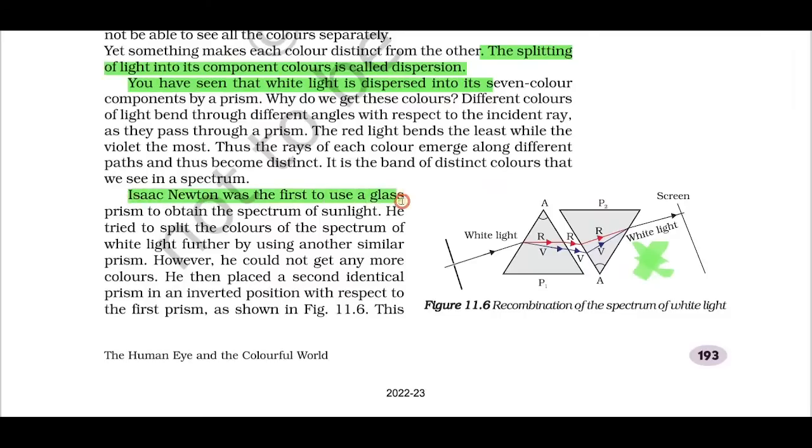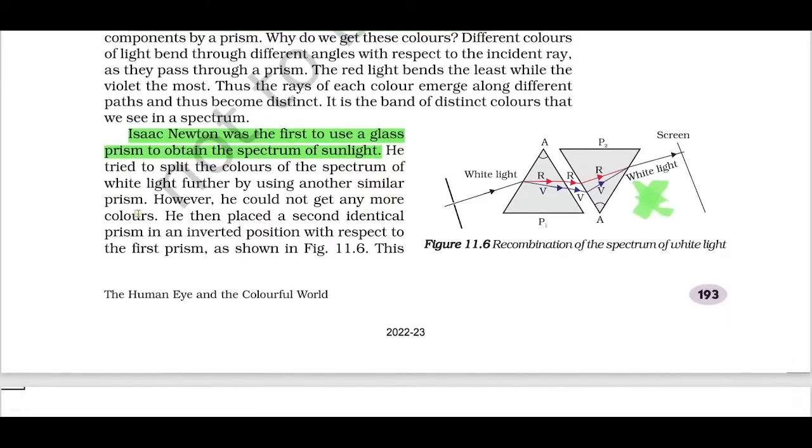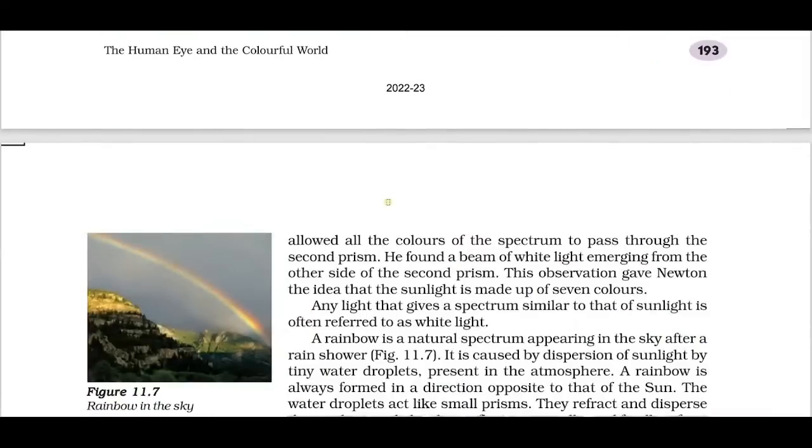Sir Isaac Newton was the first to use a glass prism to obtain a spectrum of sunlight. He tried to split the colors of the spectrum of white light by using another similar prism. However, he could not get any colors. Then he placed a second identical prism in an inverted position with respect to the first prism.